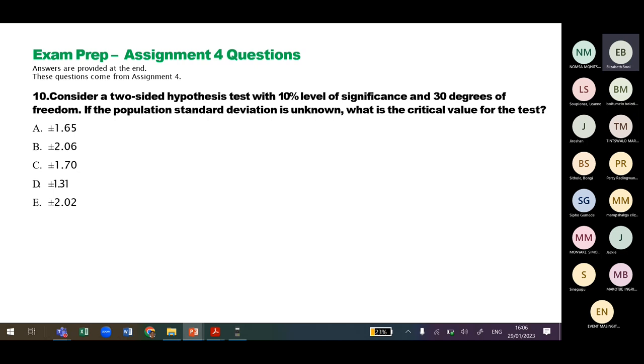Consider a two-tail or two-sided hypothesis with a 10% level of significance, which means your alpha is 0.10, and degrees of freedom of 30. If the population standard deviation is unknown, we already know based on the degrees of freedom that our population standard deviation is unknown. What is the critical value for this test? We are doing a two-sided test. Are we going to use t alpha and the degrees of freedom, or t alpha divided by 2 and the degrees of freedom? Are we using the first one or the second one?